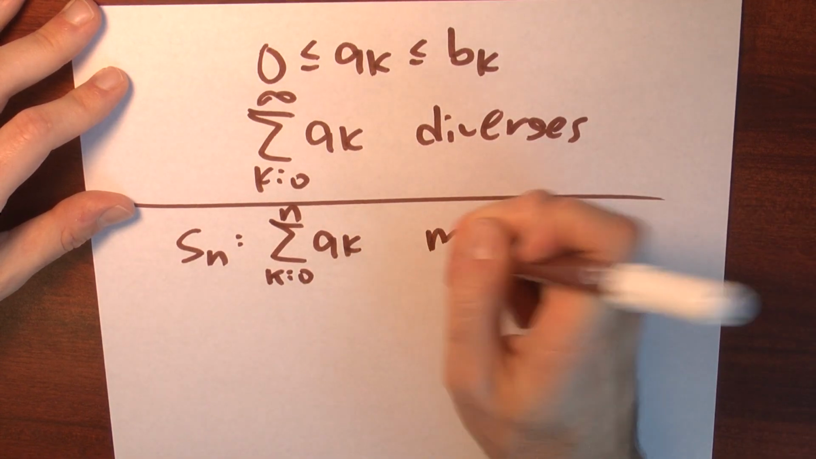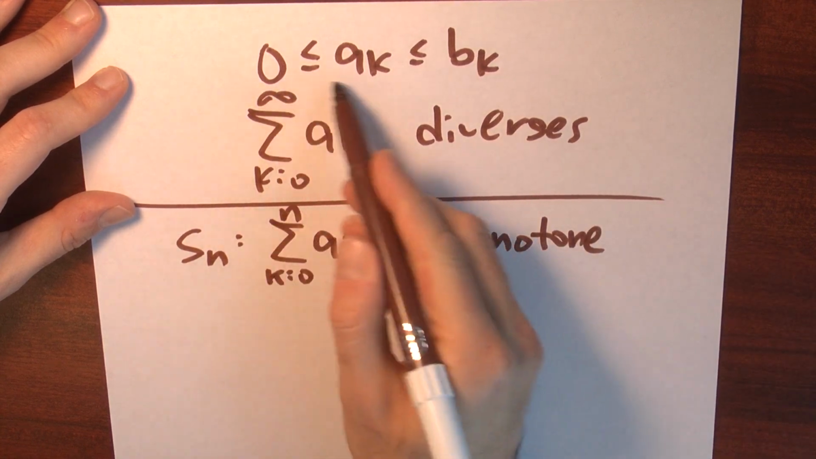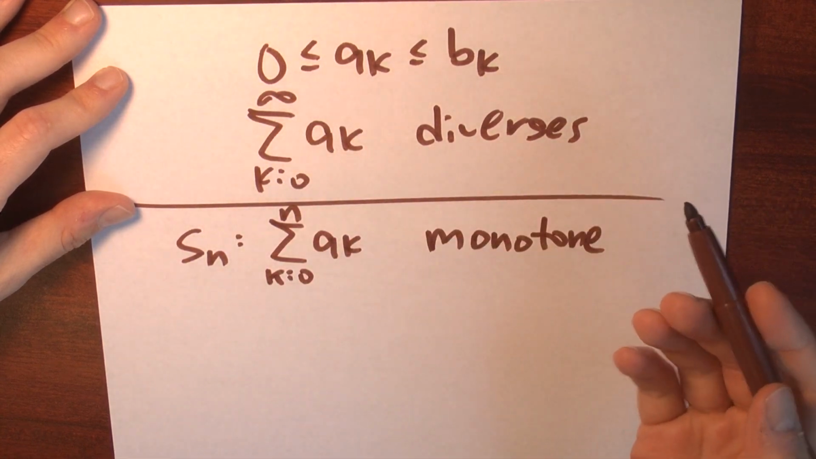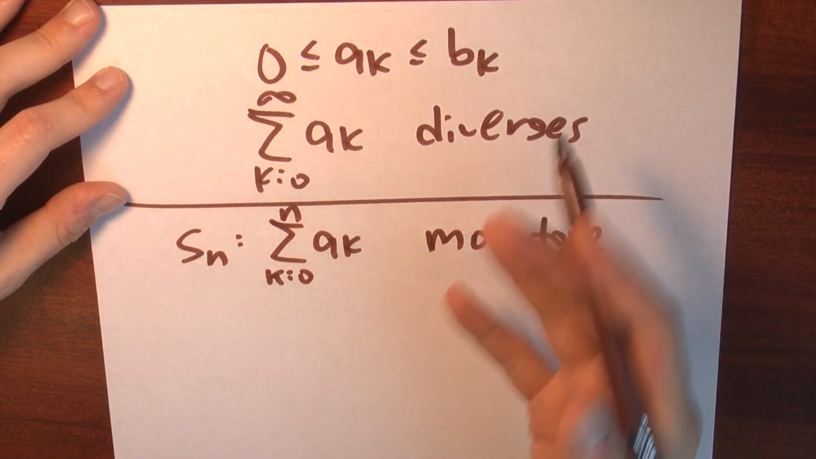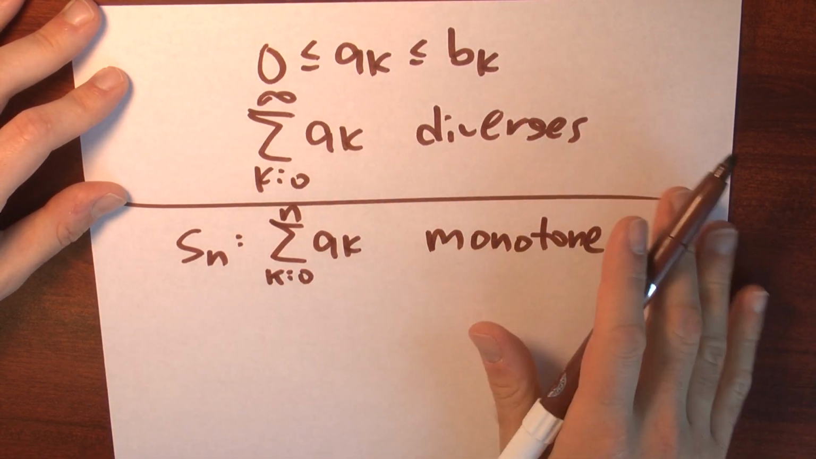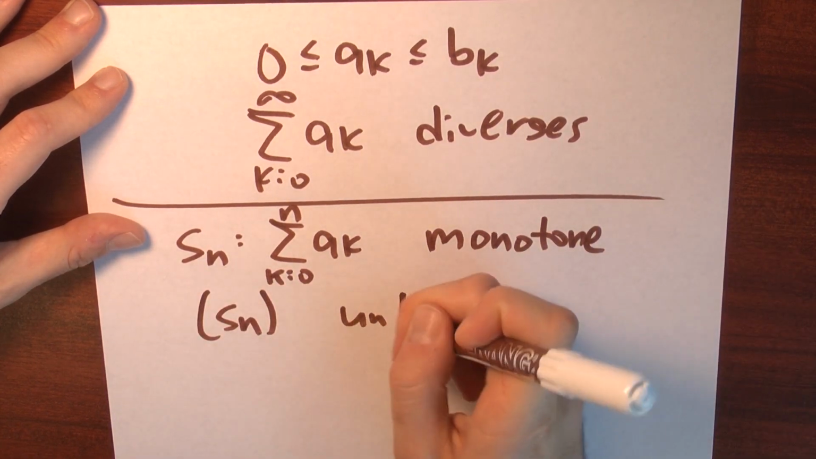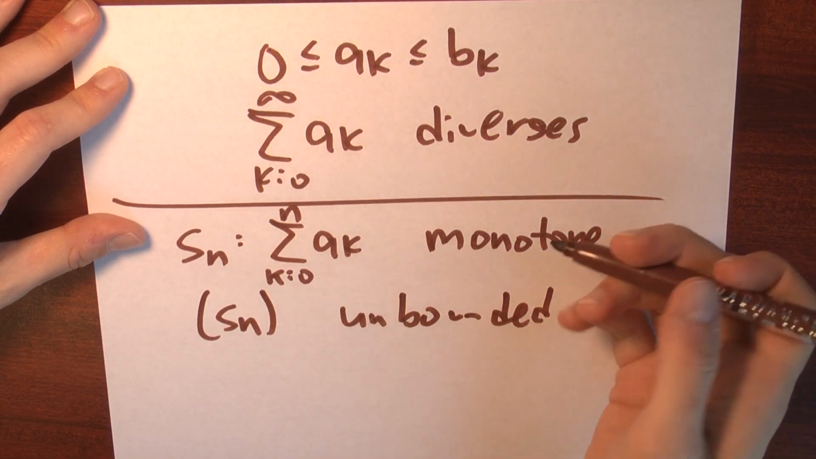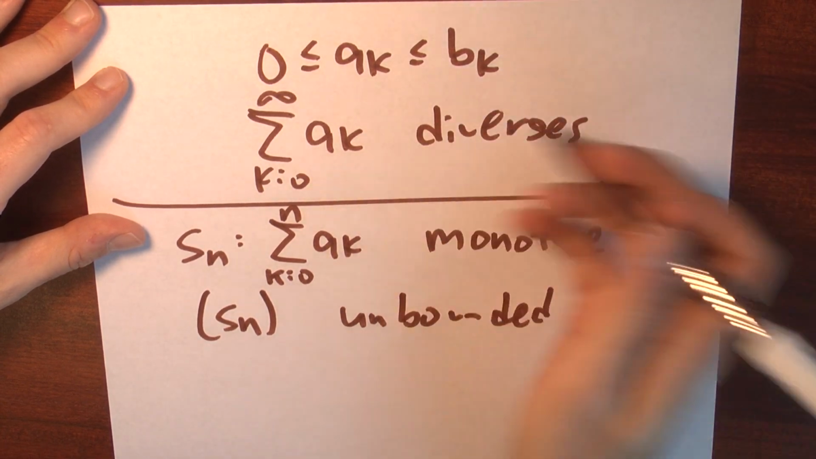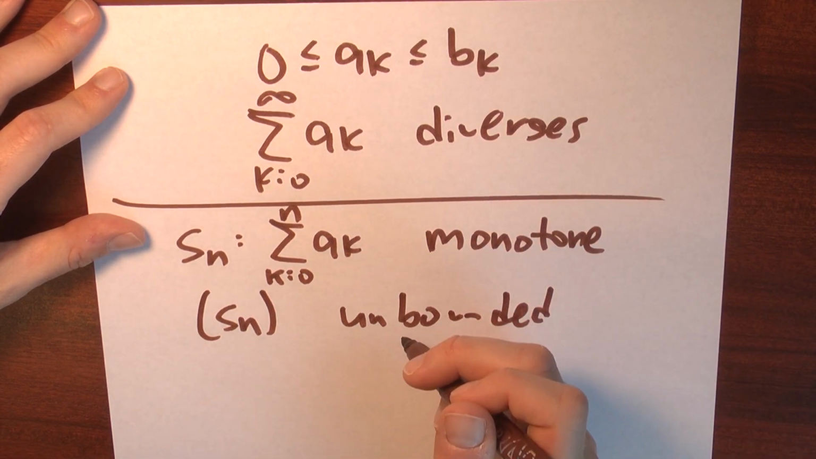But that sequence is monotone for the same reason as before, right? I'm adding up non-negative terms, so as I add up more terms, it's at least non-decreasing. So the sequence is a monotone sequence, and yet that sequence doesn't converge. So that means that the sequence of partial sums must be unbounded. Because if it were bounded, and it was monotone, then it would converge, but it doesn't converge. So I've got an unbounded sequence.